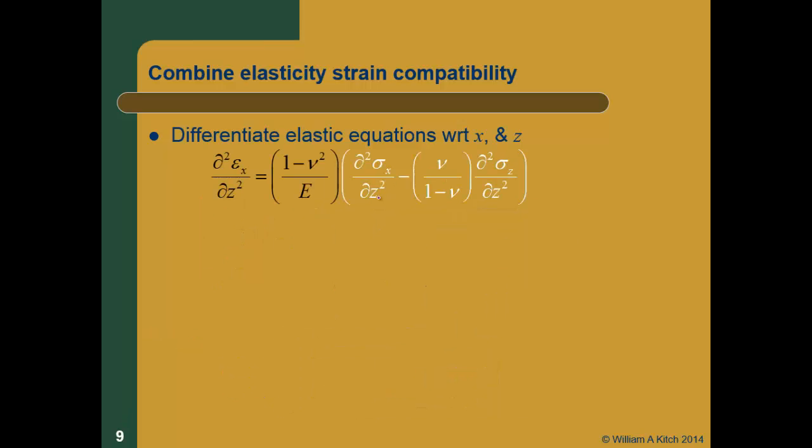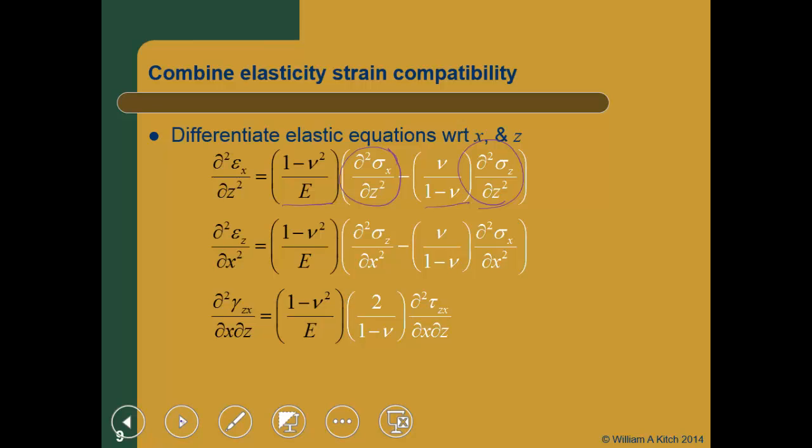So the answer then is the (1 plus nu squared) over E comes out front, and then the first term is just the second partial of sigma x with respect to z squared, right? And then nu over (1 minus nu) comes out, and it's just the second partial of sigma z with respect to z squared, okay? So this is not really that hard. I probably could have made you do this. I know you wouldn't have wanted to.